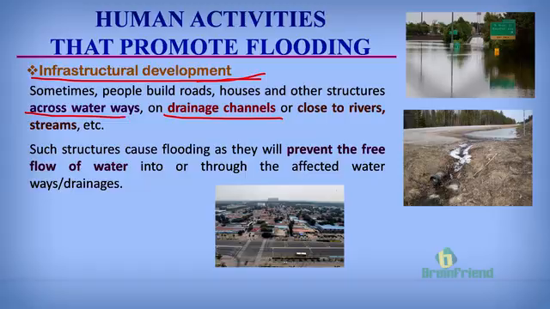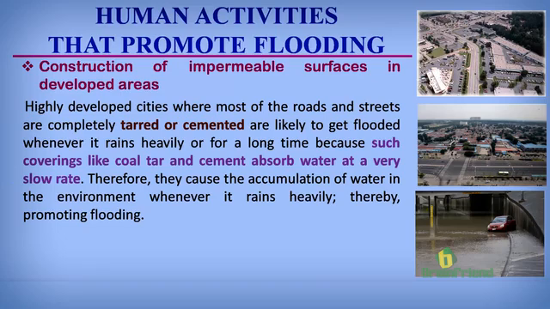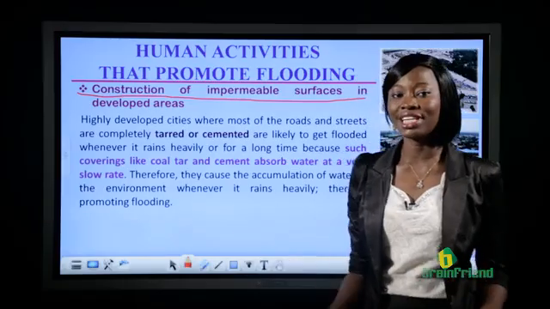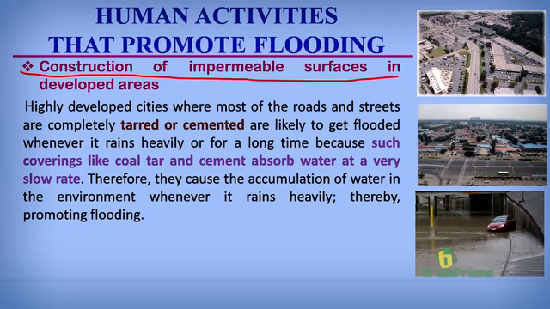This is not right because it could lead to the occurrence of flooding in the future. So people try to build structures even in rivers, streams, and so on. They obstruct the natural drainage pattern and this could result in flooding. Another factor or activity that could promote flooding is the construction of impermeable surfaces within an area. This is often seen in developed cities, cities that are well developed. In such cities, you find the streets, the corners, the neighborhoods, and every area within such cities are either tarred or covered with cement.